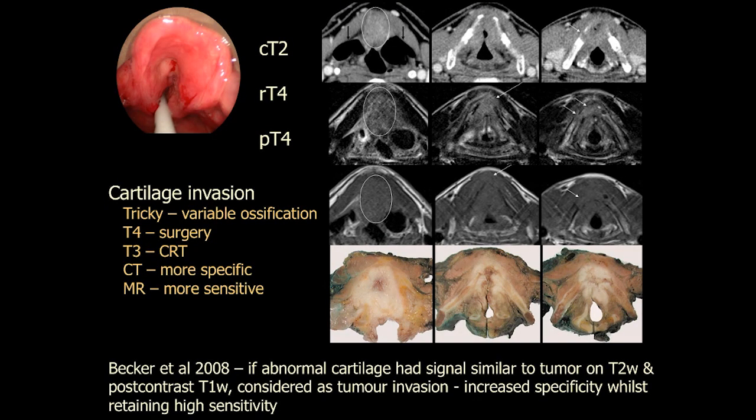In 2008, Minerva Becker and a group who've done a lot of work in this area reassessed their previously published criteria on cartilage invasion by MRI, and they showed that if the abnormal cartilage had signal that is similar to tumor on T2 weighted images and post-contrast T1 weighted images, this was considered as tumor invasion. On the other hand, peritumoral inflammation had higher T2 signal and higher contrast enhancement compared to tumor. This increased the specificity of MRI whilst retaining high sensitivity.